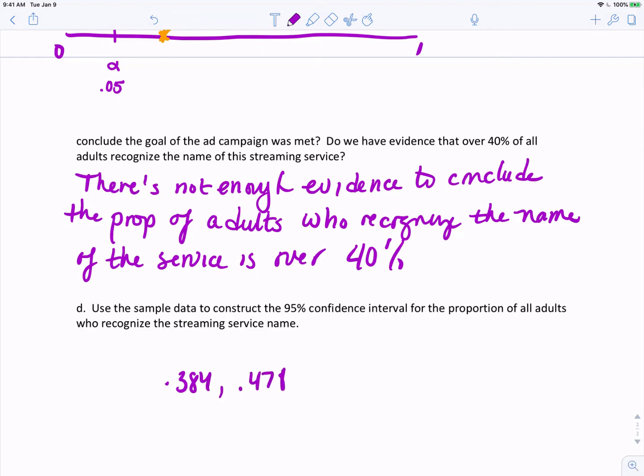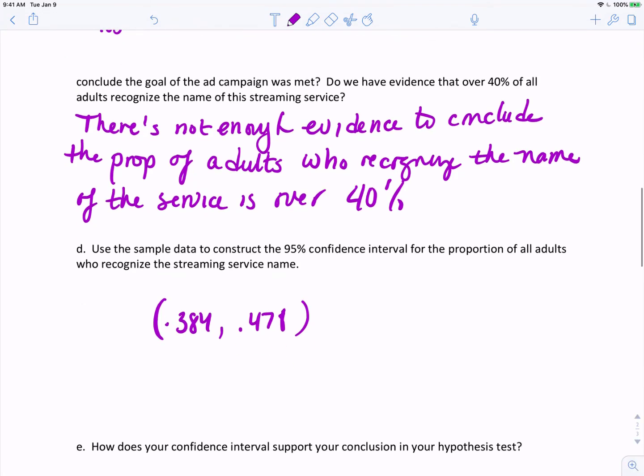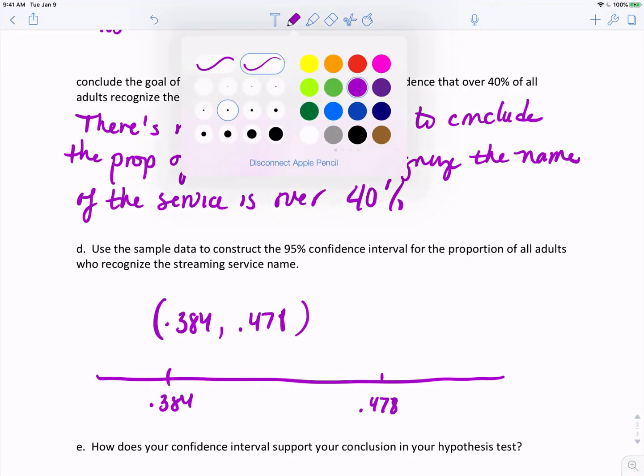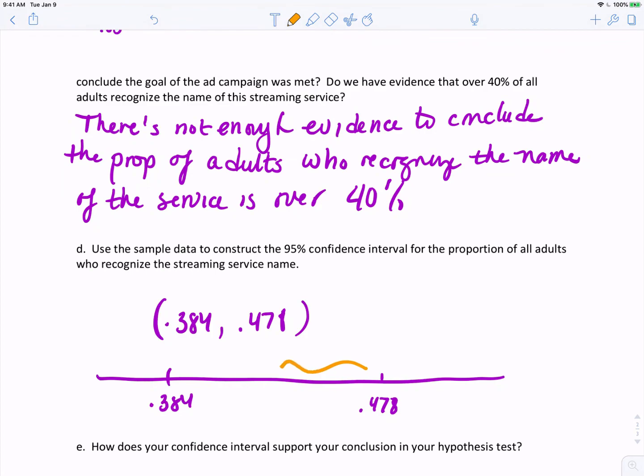Okay, so this is the confidence interval for the proportion of all adults who do recognize a streaming service name. And so we have a lower limit of 0.384 and an upper limit of 0.478. And what we believe is that the population proportion is somewhere in this range.